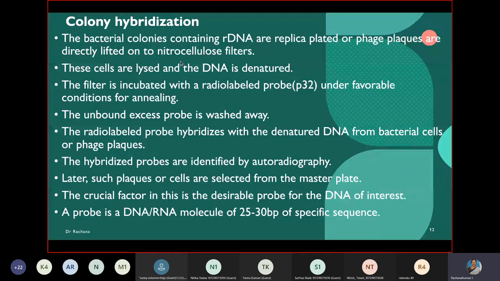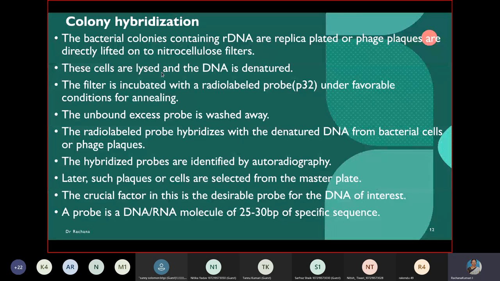What is this colony hybridization? When I was talking about the process of replica plating, how do we do the selection? Now, apart from just having the replica plating of the bacterial colonies, we can also have the phage plaques in order to select those plaques which consist of our desired target gene. So we want to immobilize. These plaques will be immobilized onto a nitrocellulose membrane.